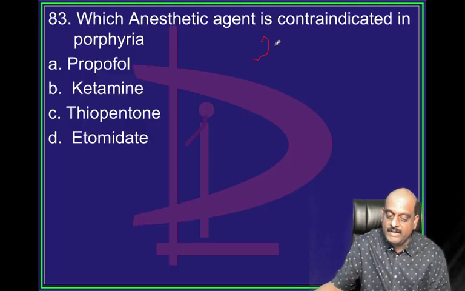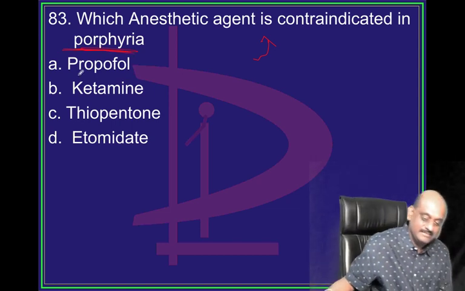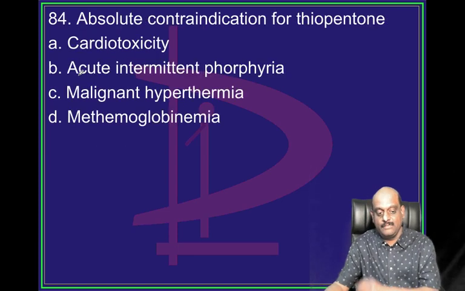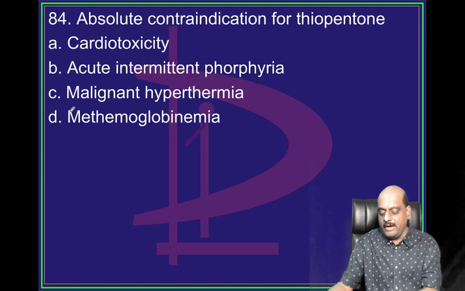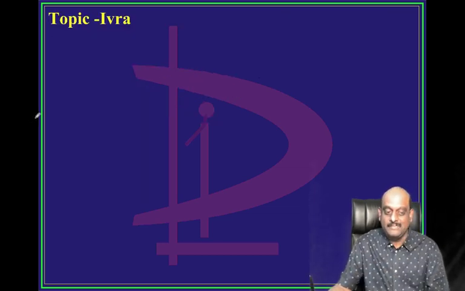Which anesthetic agent is contraindicated in porphyria? Thiopentone. Absolute contraindication for thiopentone: porphyria.